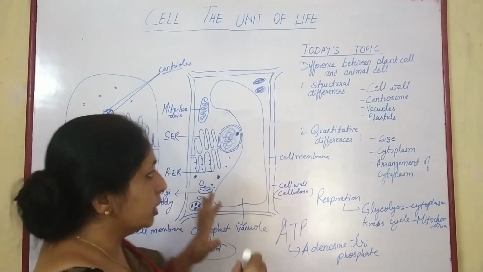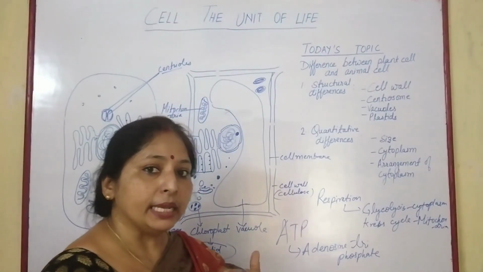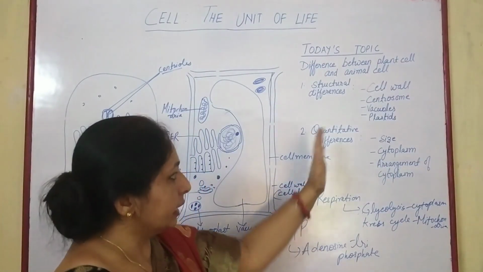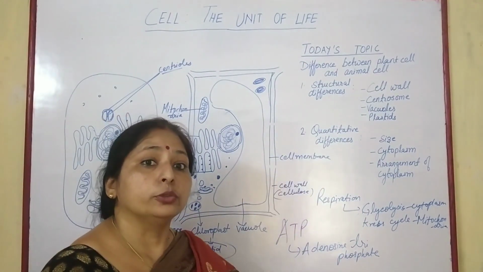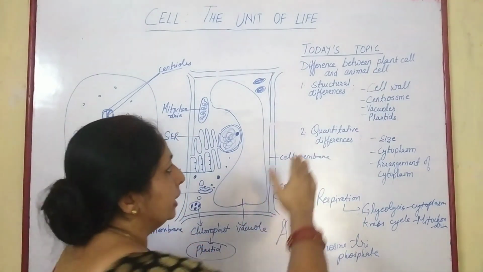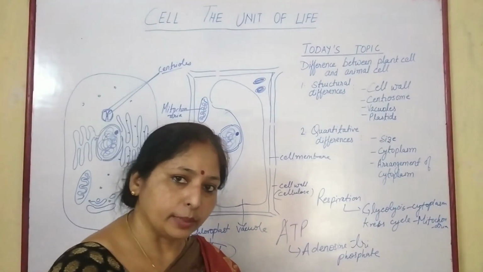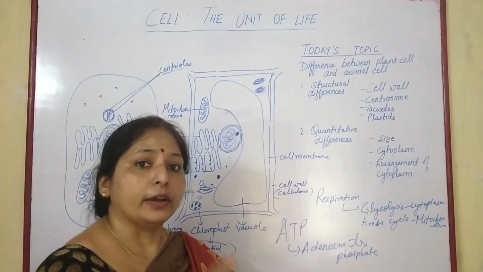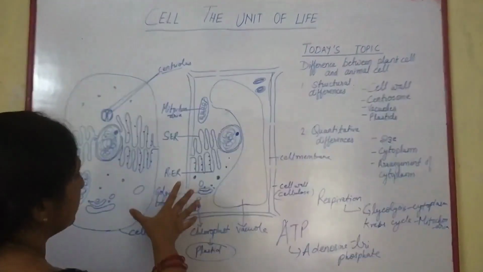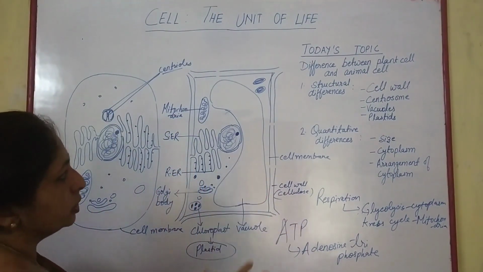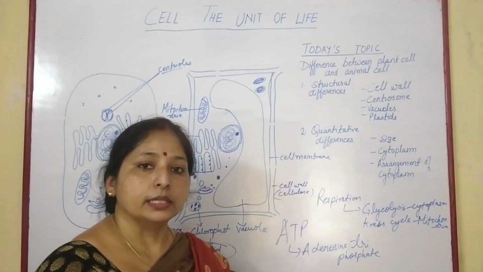Just draw the diagram, and based on the diagram, you make the points and clarify that the cell wall is present in the plant. So first of all, you have to draw the diagram. The more you practice the diagram, the clearer you are about the differences between the plant cell and animal cell.